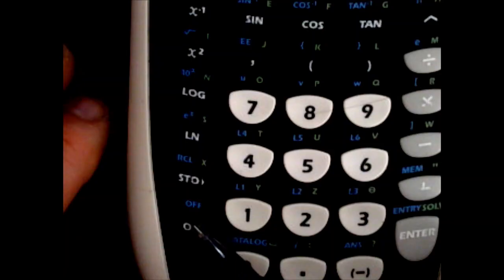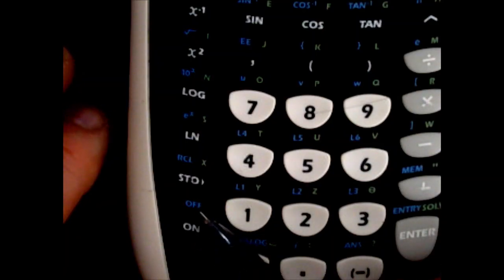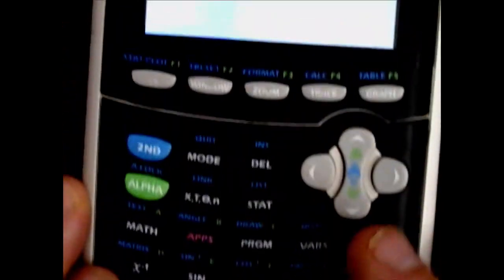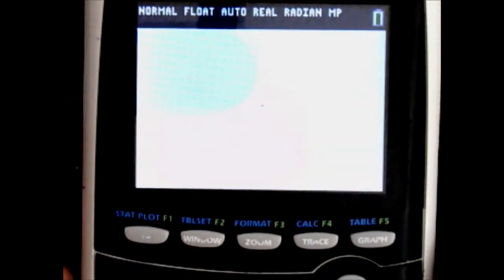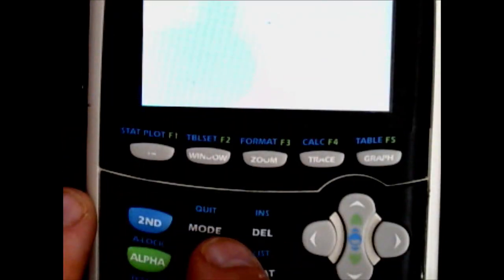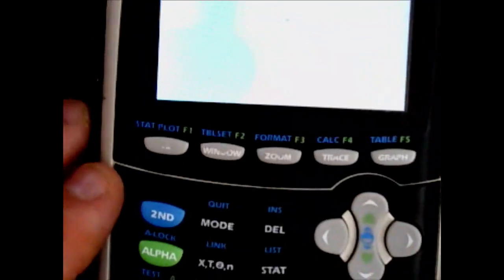So if you want to turn something on, you just hit the on key. If you want to turn it off, you got to hit second on in order to get it to turn off. Alright. If you want to get to the home screen, you just hit second mode or second quit. Second quit will get you to the standard home screen.